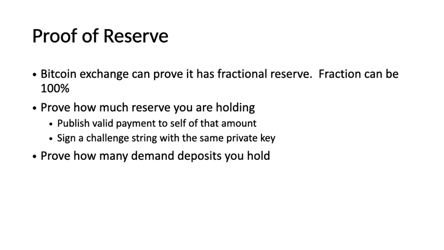Now, there is one thing that exchanges can do to give users comfort about how much reserve they have available to pay needed withdrawals. This is called proof of reserve. By proving how much reserve is being held, as well as how many demand deposits are being held, the exchange can give the fractional reserve. All of this can be found through valid transactions on the blockchain. One thing to note is that this may not show all of the reserve, only that there is enough to cover.